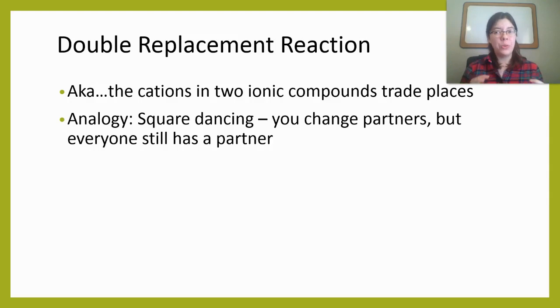Or you think about the anions trading places. But they have to keep their same identity. A cation will not become an anion. We always need those opposites attracting one another. So an analogy for this is square dancing, okay?